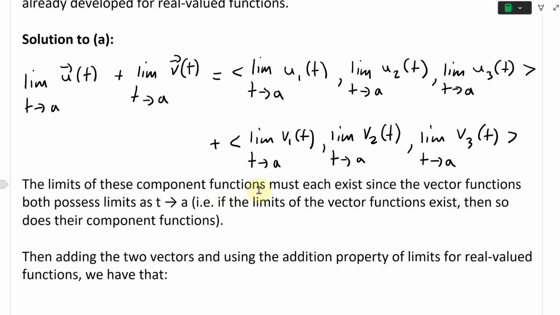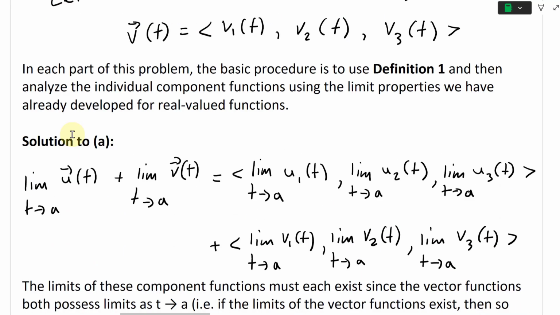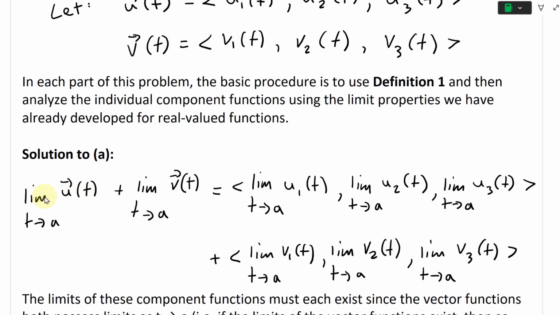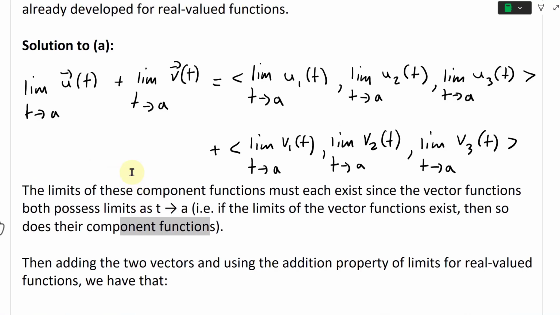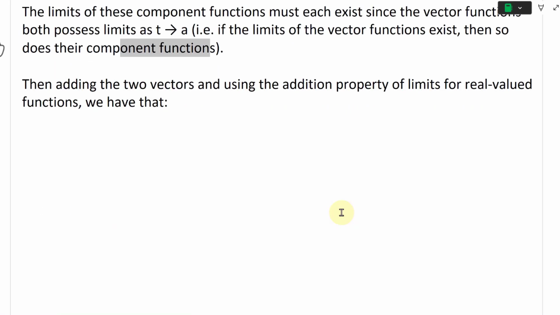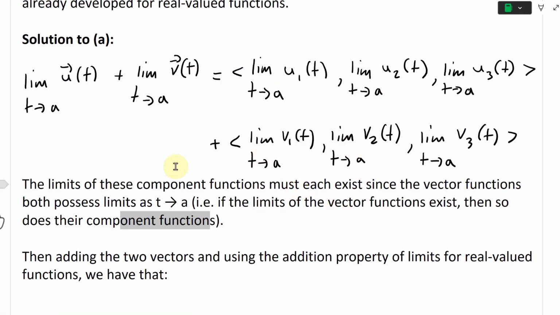We know the limits of these component functions must exist since the vector functions both possess limits as t approaches a. That is, if the limits of the vector functions exist, then so do their component functions. That's definition 1. We're told that u and v possess limits as t approaches a, so they both exist, and when you add them up the sum would also exist. But the component parts have to exist because the vector limits exist.